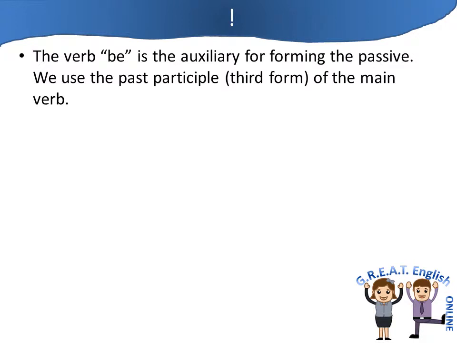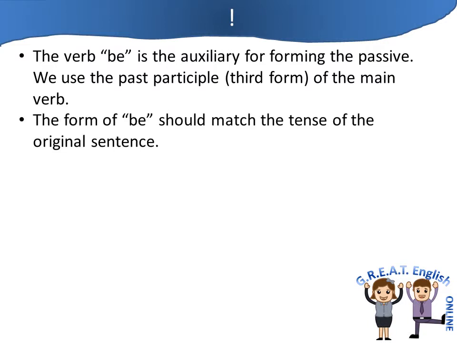Remember that the verb be is the auxiliary for forming the passive. We use the past participle, third form of the main verb, but we must have a form of be, and it should be in the same tense as the original sentence.